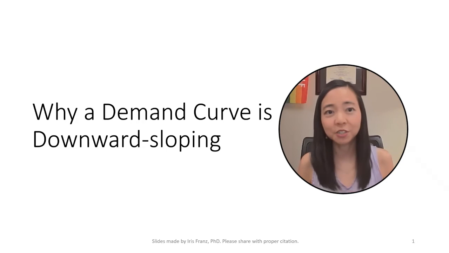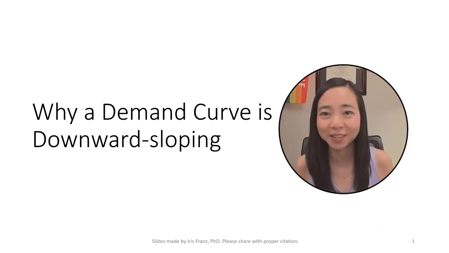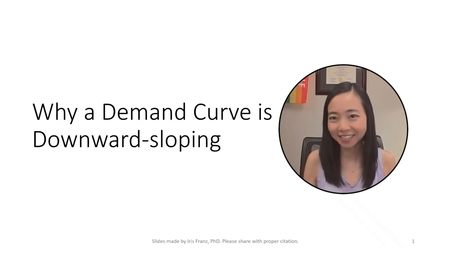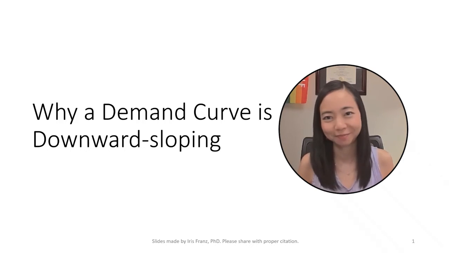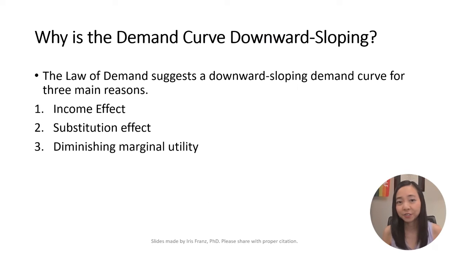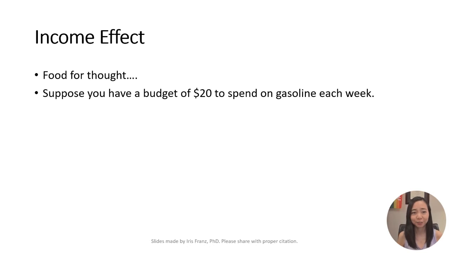Today we will continue our exploration of the topic demand. Specifically, we will be diving into why the demand curve slopes downward. The law of demand tells us that when prices fall, consumers tend to buy more. But why does this happen? There are three key reasons: the income effect, the substitution effect, and diminishing marginal utility. Let's break them down. Let's start with income effect.